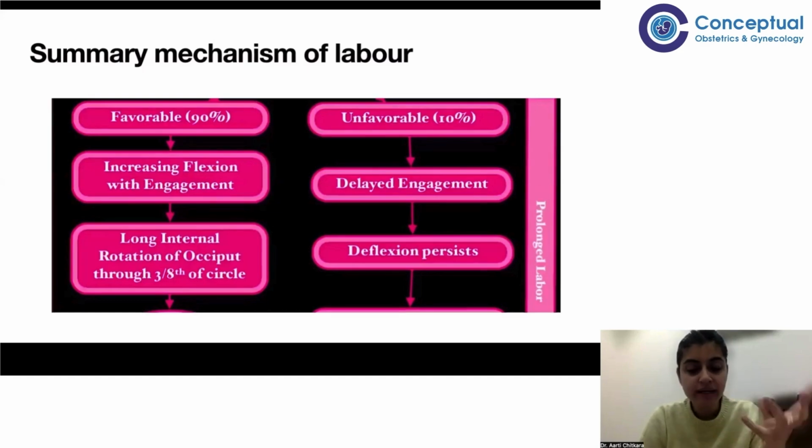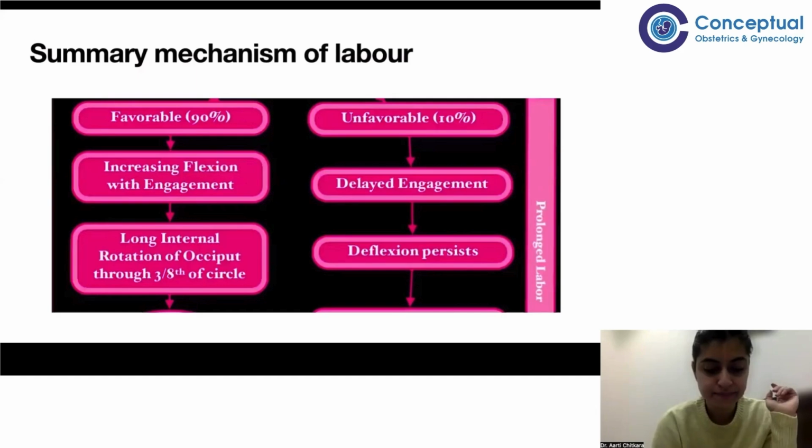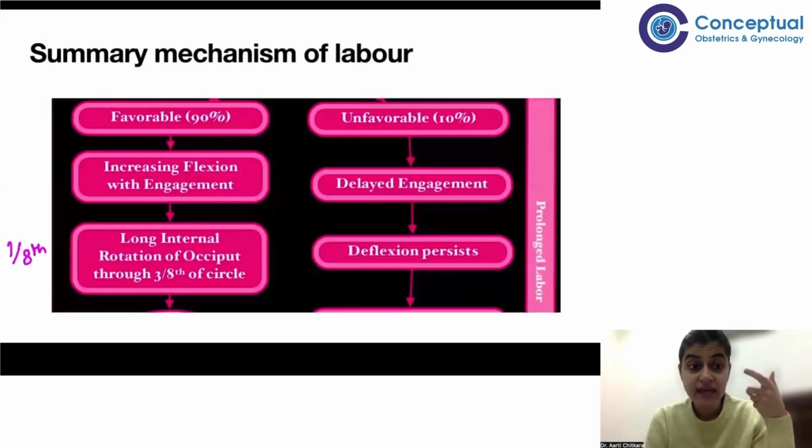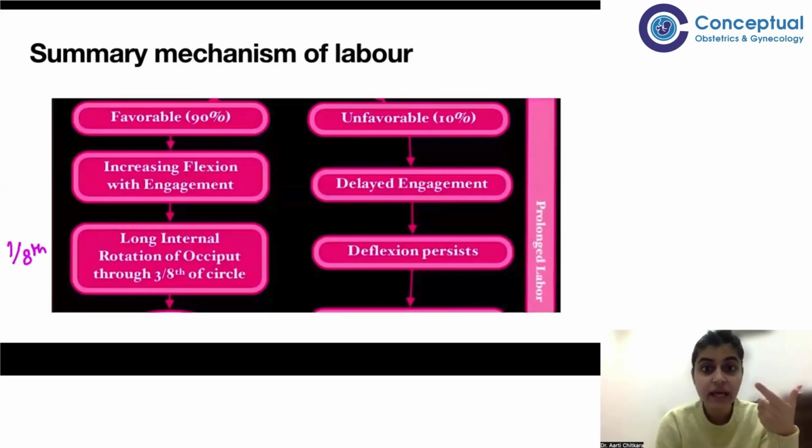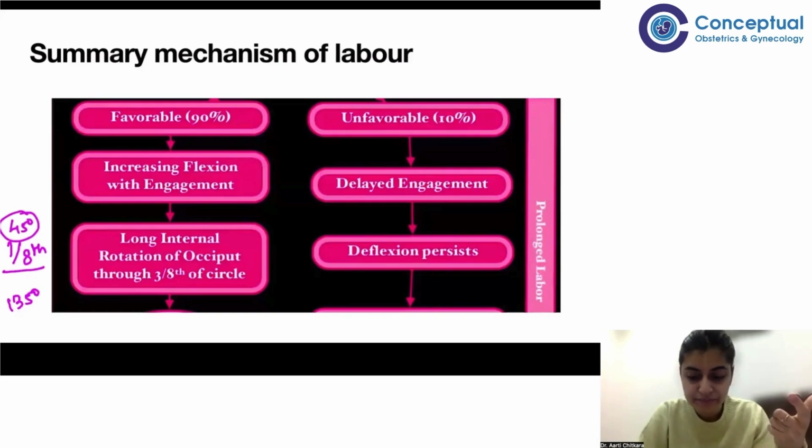There is a long internal rotation. How much is the normal internal rotation? Can anybody tell? In a normal LOA or ROA, how much is the internal rotation that normally happens in labor? It happens to the tune of 1/8 of a circle. If the engagement happens in posterior positions, the rotation has to be longer, which is 3/8 of a circle or 135 degrees. Here it is 1/8 or 45 degree internal rotation.